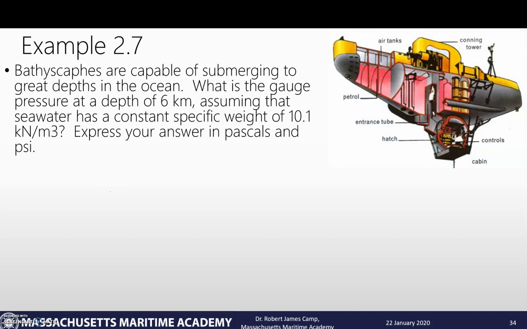So bathyscaphes are capable of submerging to great depths in the ocean. What is the gauge pressure at a depth of 6 kilometers, assuming that seawater has a constant specific weight of 10.1 kilonewtons per cubic meter? Express your answers in pascals and psi.